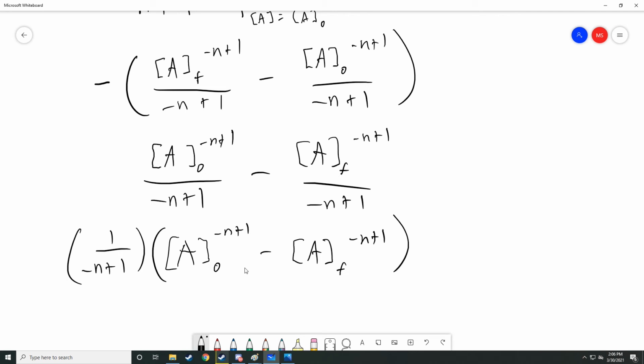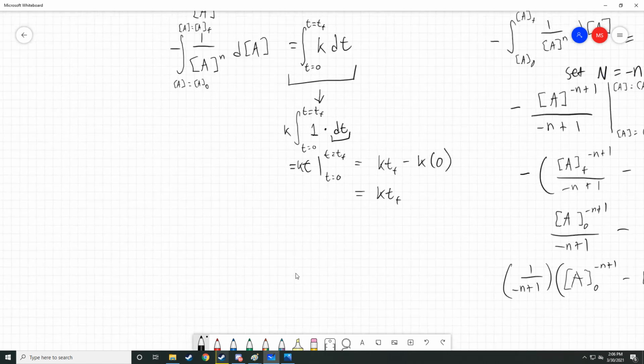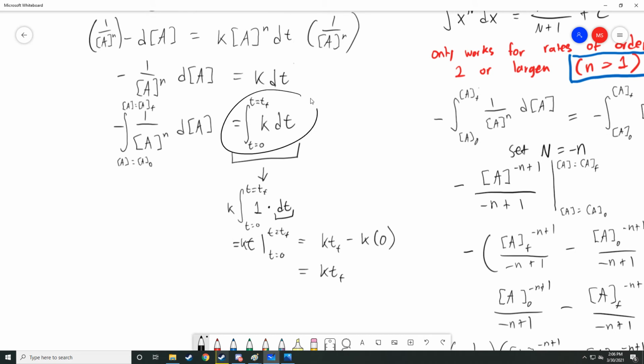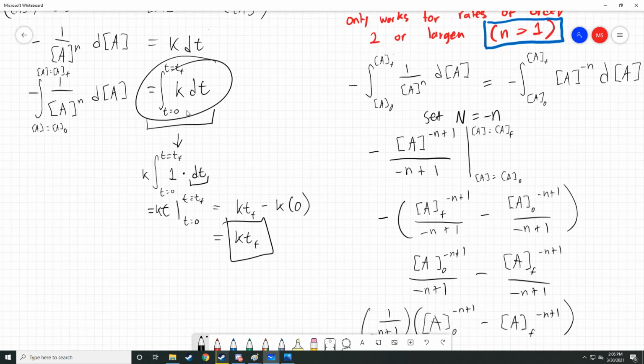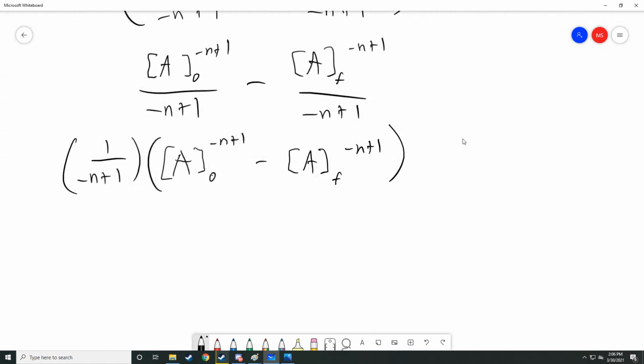Looking good. So this is the right side of our equation, right? Well, it's the right or the left side, depending on how you look at it. Remember, we were integrating both sides. We integrated the side with respect to t, and we got this answer here. And now we're integrating this side, so I guess it would be the left side with how I wrote it. So we can set this equal to kt final. Okay, good.